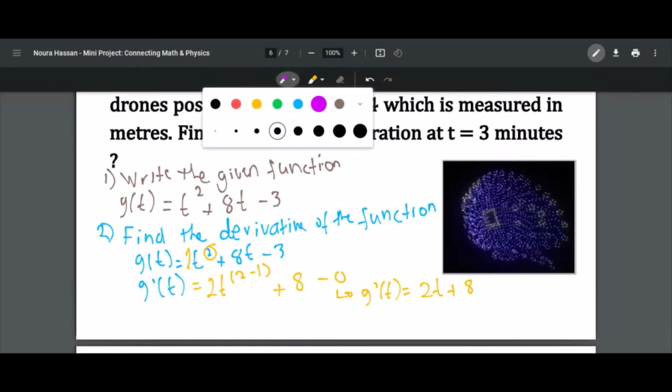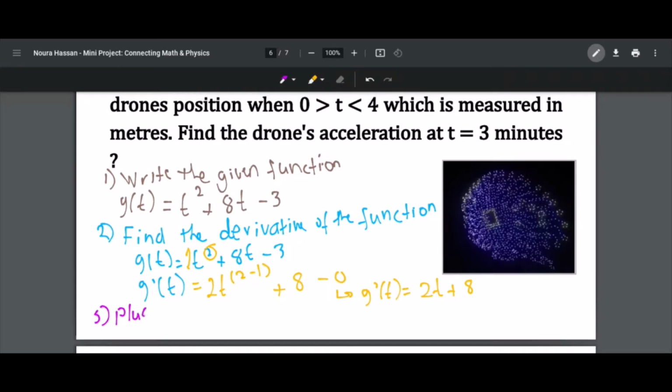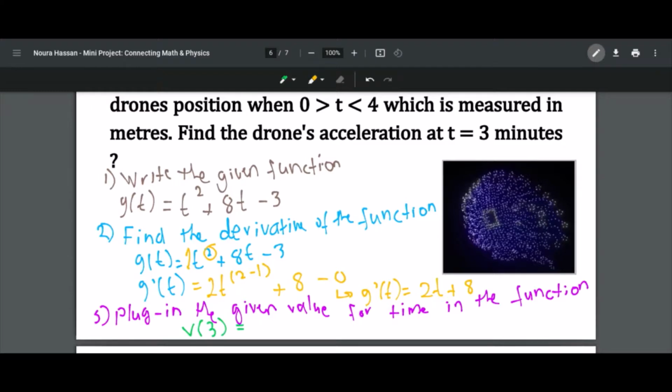Now step 3 is to plug in the given value for time in the function, which will be v of 3, and that will equal s prime of 3, and that will equal 2 times 3 plus 8, which will equal 14 meters per minute.